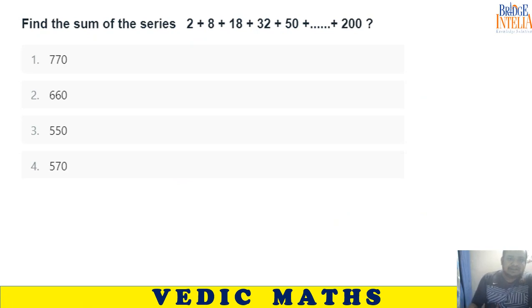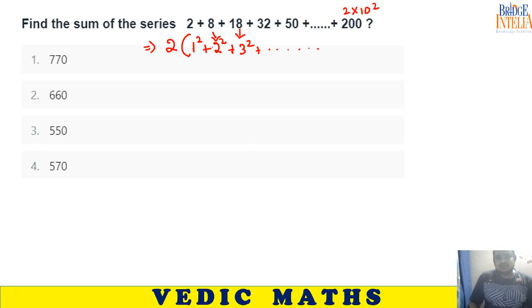Let's solve this one. Find the sum of the series. So what is this series actually? So if you take 2 common, 2 square, 8 can be written as 2 square. So if you take 2 square outside, 9 can be written as 3 square. So basically this series. So 200 is equal to 2 outside into 10 square. So yeah, so 2 multiplied with this series.